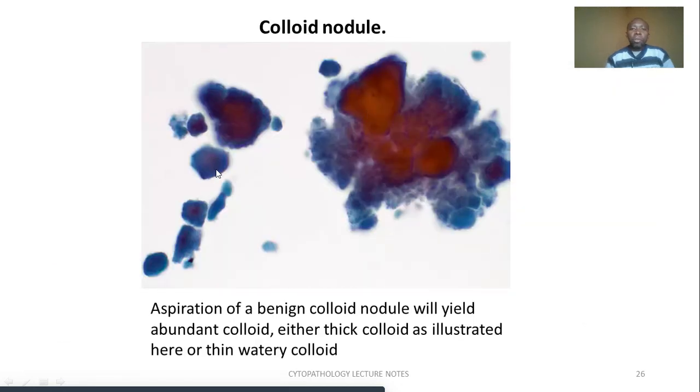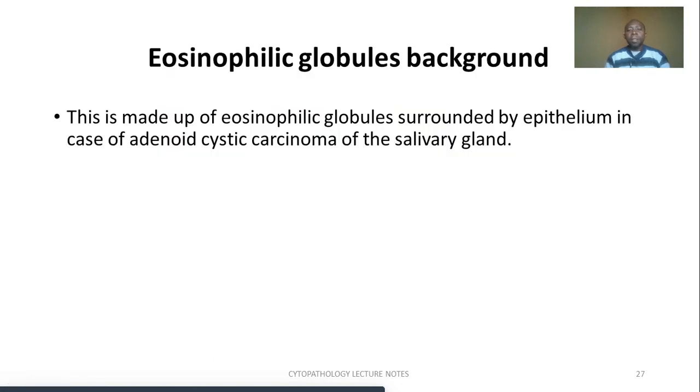So we have another illustration still. This is an expression of a benign colloid nodule, which will yield an abundance of colloid, either thick colloid as illustrated here or thin watery colloid. Still, we can see the thick colloid appearing in the background, and yes, this is a very good indication and interpretation of what a colloid background could look like.